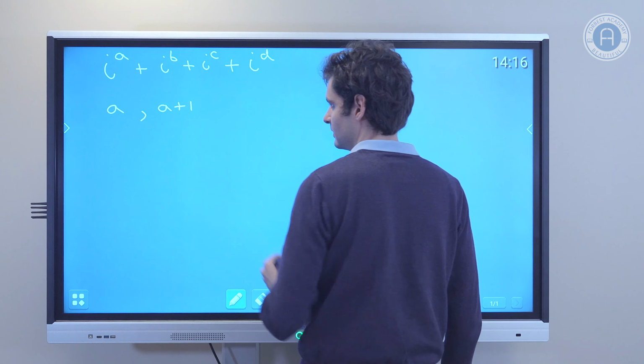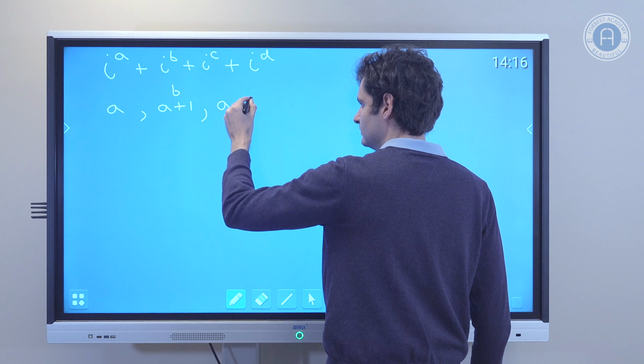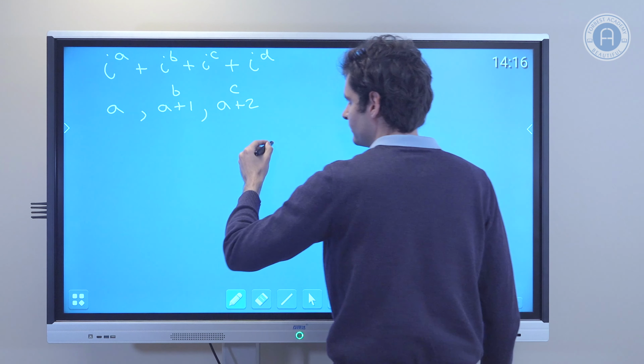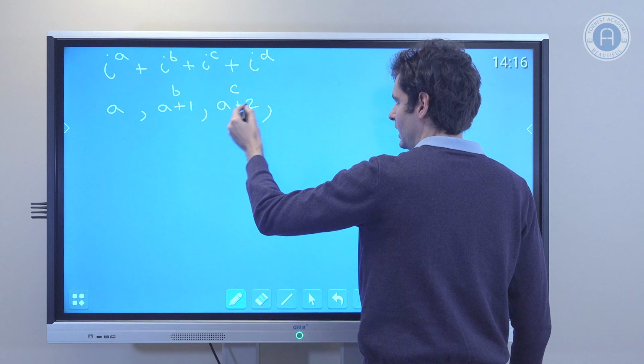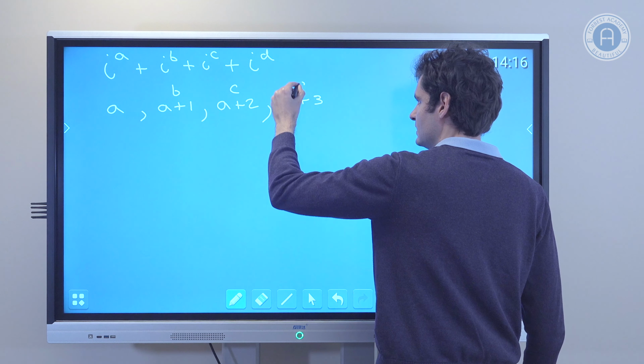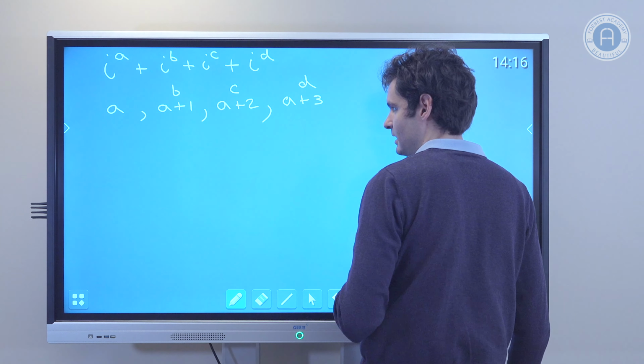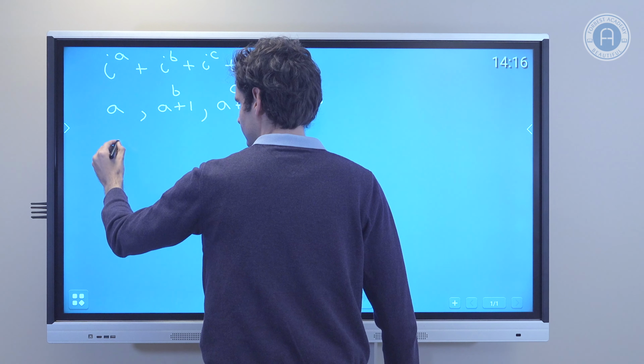Right? So that will be b. Then the integer after this one is a plus 2. So that's c. Likewise, the integer after this one will be a plus 3. And this is d. So we can replace these values in terms of a. So we have the following.